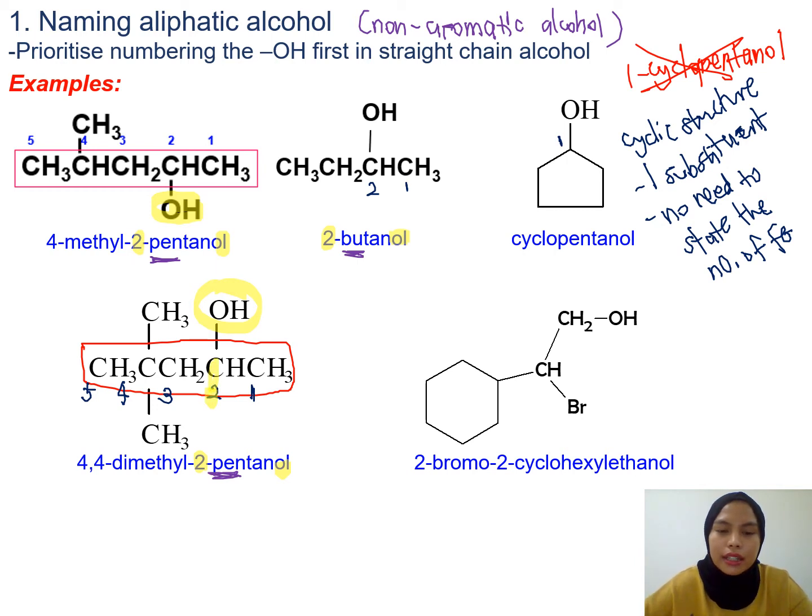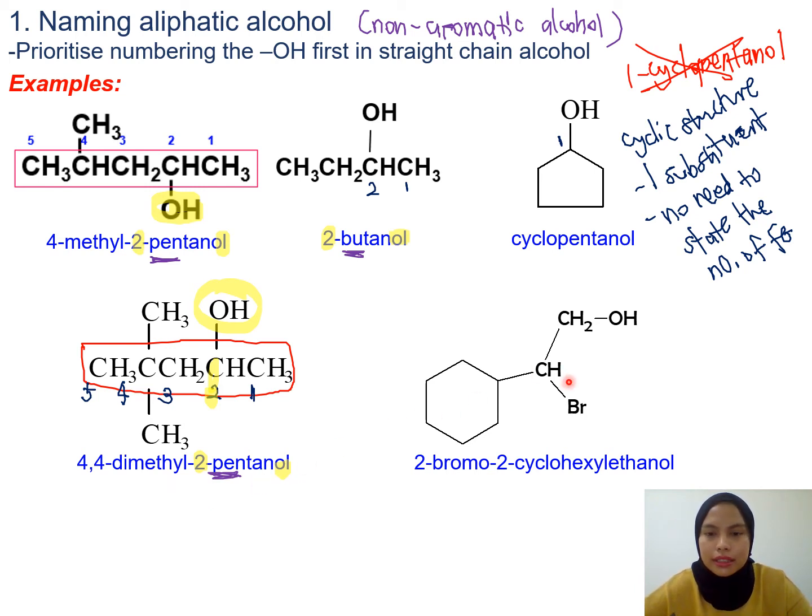Okay, and carbon number 4 ada 2 substituent methyl. Jadinya you namakan dia dimethyl. And then number untuk dimethyl ni you kena buat 2 kali. Jadilah 4,4-dimethyl-2-pentanol.